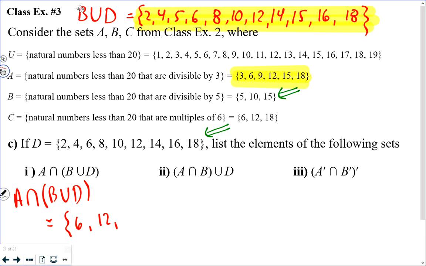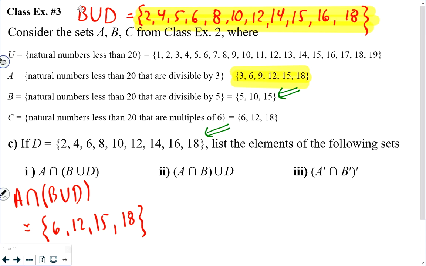15 is in both. 18 is in both. So now I'll double check that. 6 is in both, 12 is in both, 15 is in both, 9 is not, and 18 is. So that's the intersection of A with the union between B and D. It's simple, but it's hard on the brain, I think is the best way to put it.